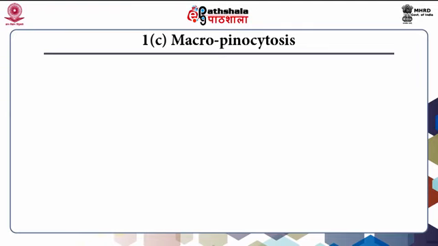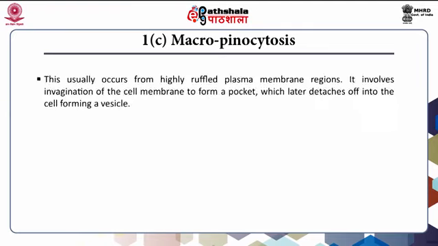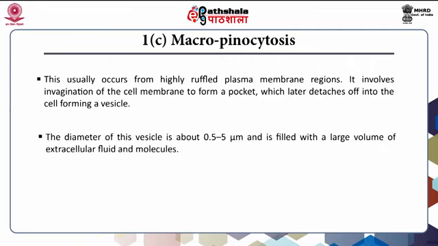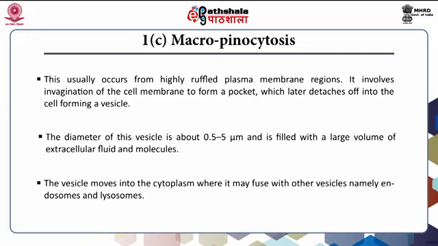Pinocytosis, or well known as cell drinking. This usually occurs from highly ruffled plasma membrane region. It involves the invagination of the cell membrane to form a pocket, which later detaches off into the cell forming a vesicle. The diameter of the vesicle is about 0.5 to 5 micrometer and is filled with a large volume of extracellular fluid and molecules. And these vesicles move into the cytoplasm where they may fuse with other vesicles, namely endosomes and lysosomes.